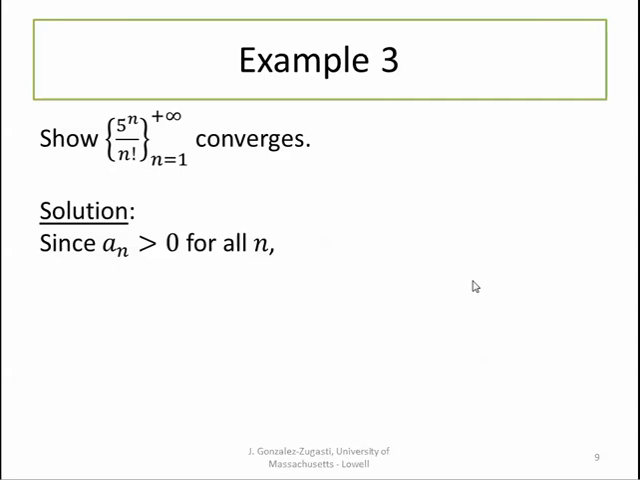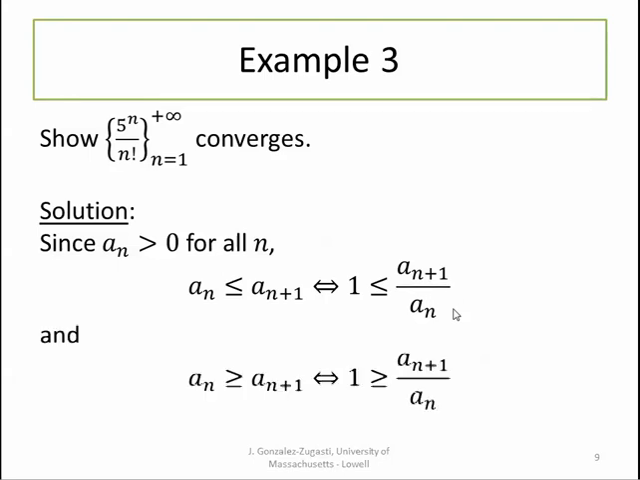Since a sub n is greater than 0 for all n, we know that a sub n is less than or equal to a sub n plus 1 if and only if 1 is less than or equal to a sub n plus 1 divided by a sub n. And vice versa, if a sub n is greater than or equal to a sub n plus 1, then the ratio 1 greater than or equal to a sub n plus 1 over a sub n must hold. So we're going to use this idea to help us decide if our sequence converges or diverges.